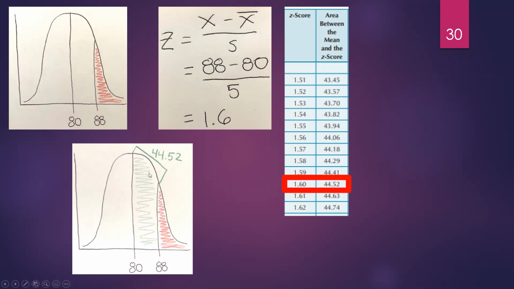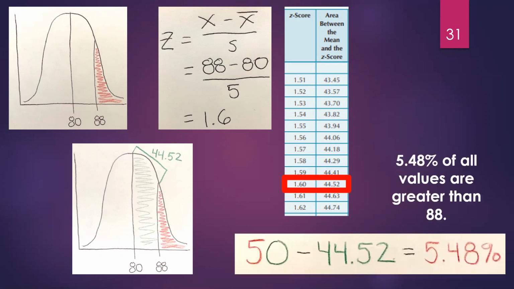So how could we do that if we know what this green chunk is? We know that everything above the mean is 50. So if we take this red and green combined, everything above 80 is 50, and we remove the green part, that's going to leave us with the red, right? So we have to subtract 50 minus 44.52 to get our final answer of 5.48. So we would say that 5.48% of all values are greater than 88.